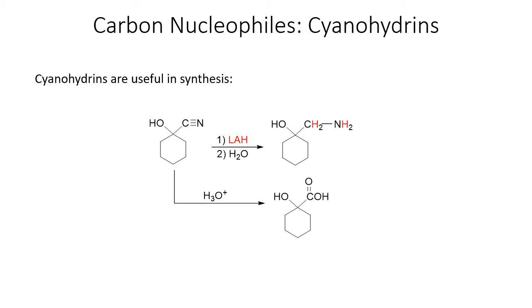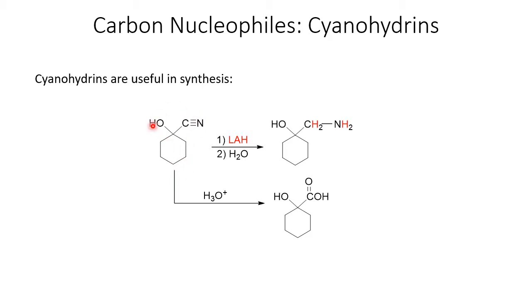Cyanohydrins are most useful in synthesis, and we're actually going to be seeing these reactions later on when we talk about these different functional groups. So we can take a cyanohydrin and treat it with LAH as well as water. And the LAH is going to provide hydrogen atoms across both pi bonds of the cyano group. Ultimately, we're going to end up with a CH2 and an NH2, so we turn the cyano group into an amine. So we can actually use cyanohydrins to synthesize amines. So we will see this reaction again with our amines chapter.